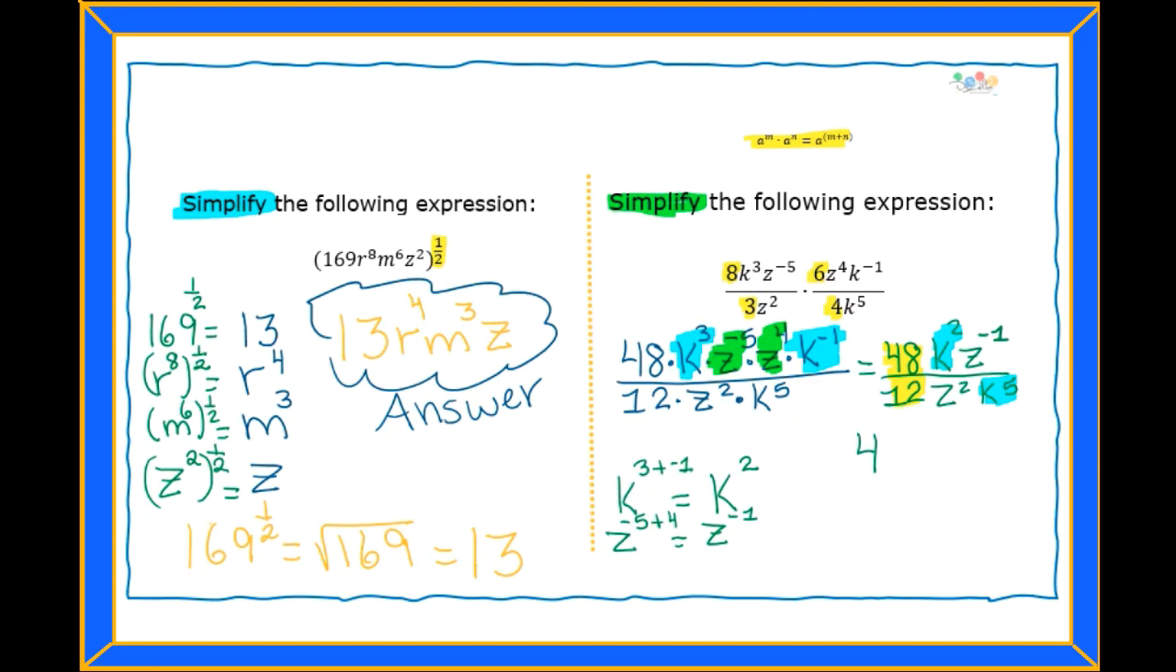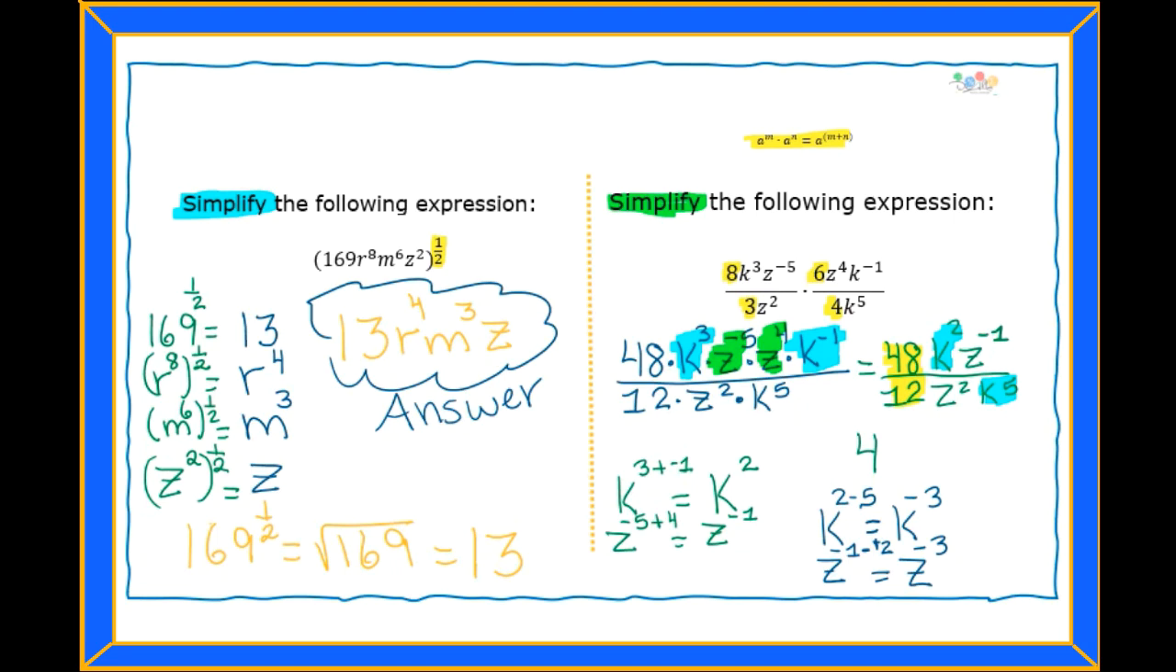So I'm going to write it down over here. So it'll be k, 2 minus 5. And that gives me k to the -3rd power. Very good. How about z? Z to the -1 minus 2. Is that right? Okay, so we do get z to the -3rd power, right?